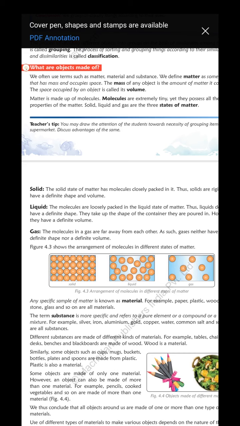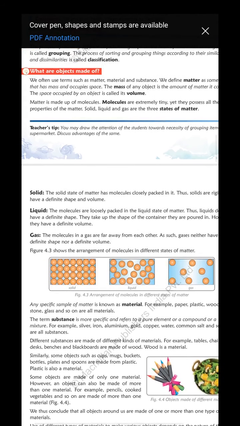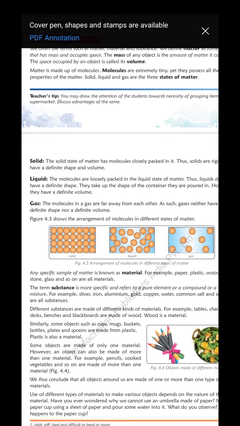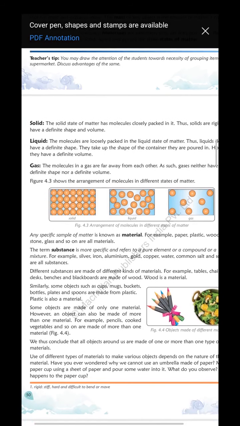The next one is states of matter. States of matter means solid state, liquid state, and gaseous state. So these are the three states of matter. In the case of solids, all the particles, all the molecules of matter are arranged closed, very near to each other, tightly packed. So that's why it will be rigid. It has a definite shape, definite volume, and definite size also.